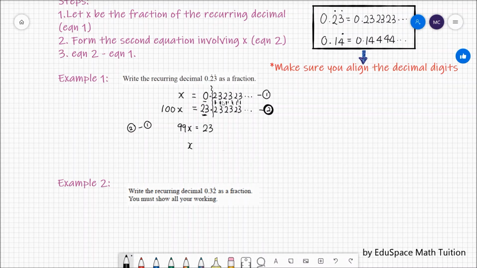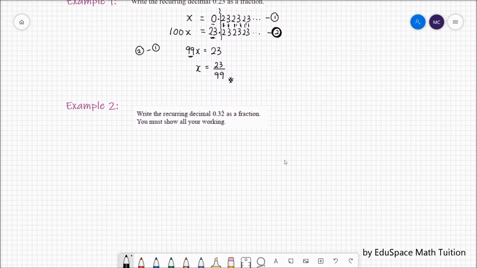So in order to find the x, which is the fraction, I just have to move my 99 to the right hand side to become a divide. So therefore I will be getting 23 over 99. So this is my fraction of the recurring decimal of 0.232323.